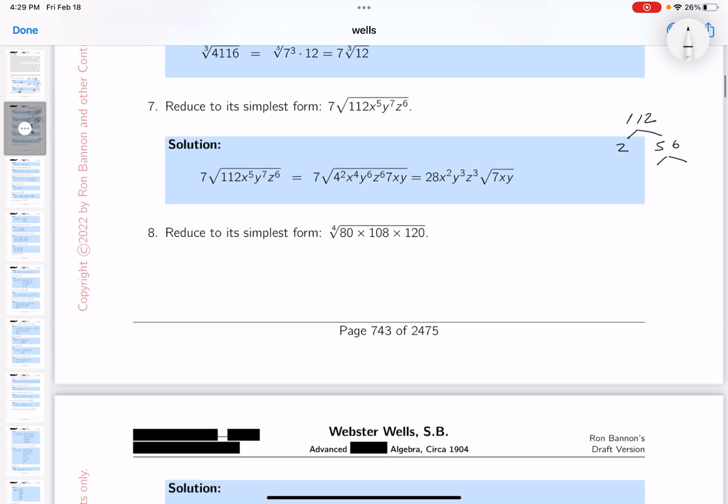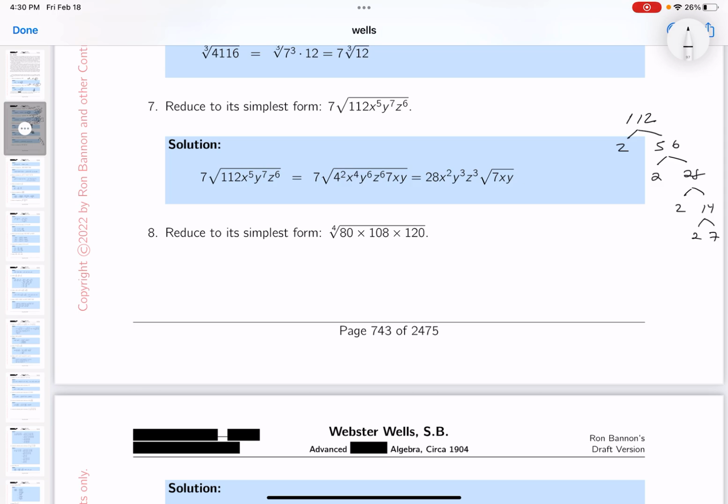And then they get, did I do that right? 112. 56, yeah, 112. And then what do you get? 2, and then you get 28. And then they see 2, and then they see 14. Then they see 2, and they see a 7. So 2 times 2 times 2 times 2 is 16, which is a perfect square.